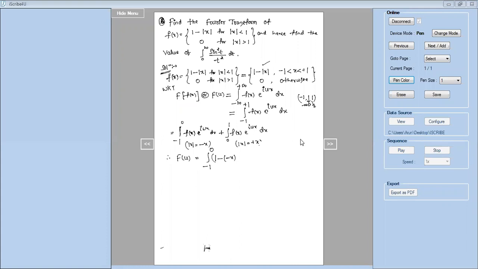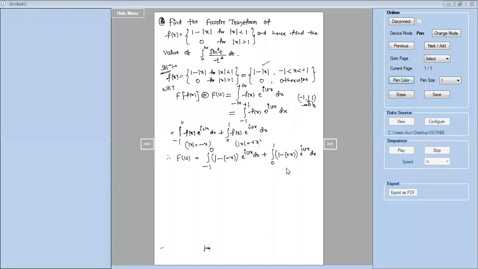So it is 1 minus of mod x, which is minus x, into e power iux dx, plus the next one, integral 0 to 1. So this is 1 minus, so here mod x is plus x, into e power iux dx. Right? So here I have substituted mod x as minus x for the first one, and here mod x is plus x. So simplify this and integrate now.